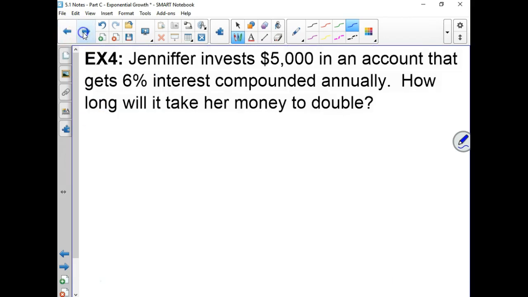So let's continue on. All right, Jennifer invests $5,000 in an account that gets 6% interest compounded annually. How long will it take her money to double? So here, we want to know how long it takes her money to double. Her initial amount is $5,000. We also know she gets 6% interest, so we are going to multiply this by 1.06 to the x power. That's our equation that we're dealing with.